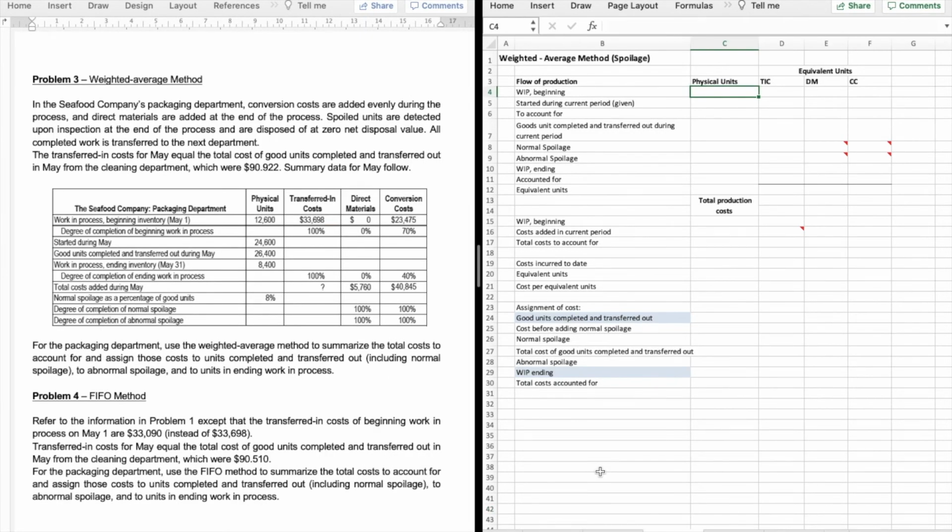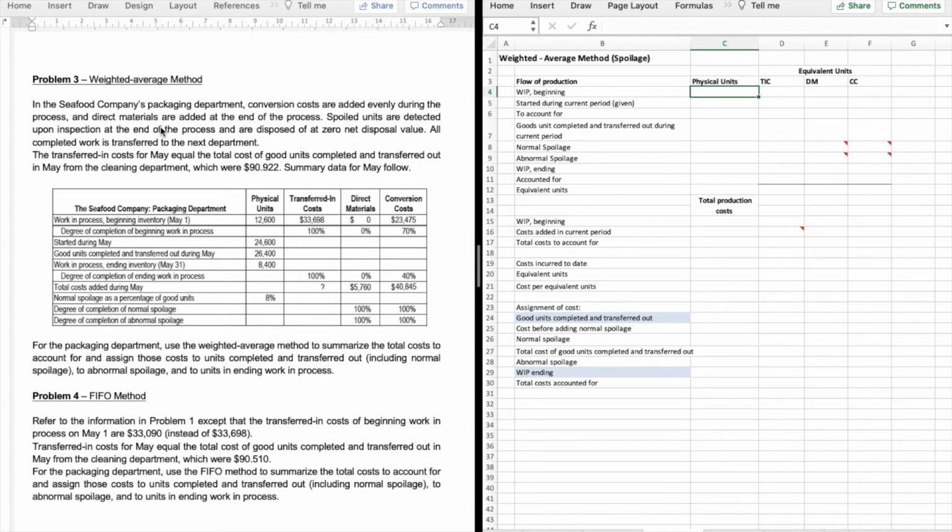Here in problem 3, we are going to do the process costing with spoilage with a weighted average method. Just like in the job costing, the process costing also has a spoilage that is divided into normal spoilage and abnormal spoilage. And now we're going to take a look first for the spoilage using the weighted average method. In the seafood company's packaging department, conversion costs are added evenly during the process and direct materials are added at the end of the process.